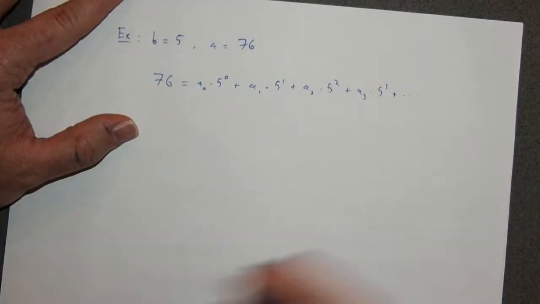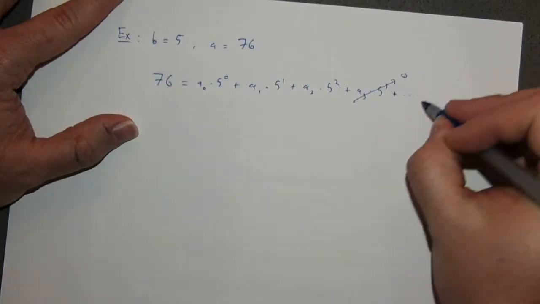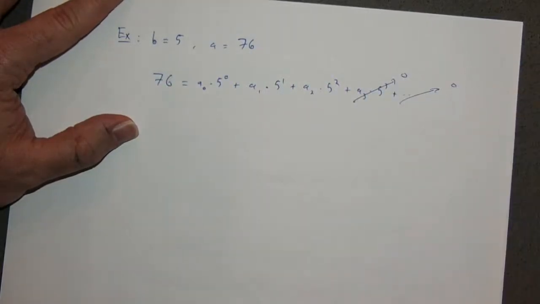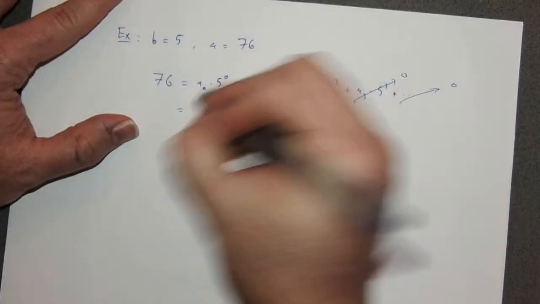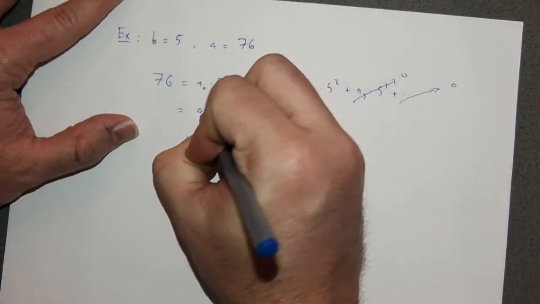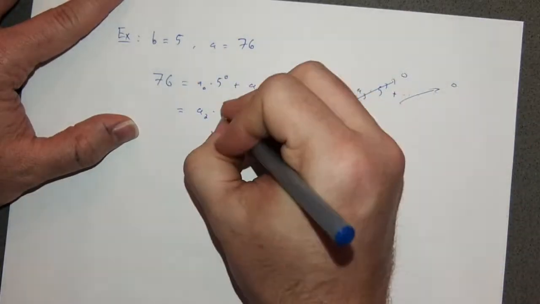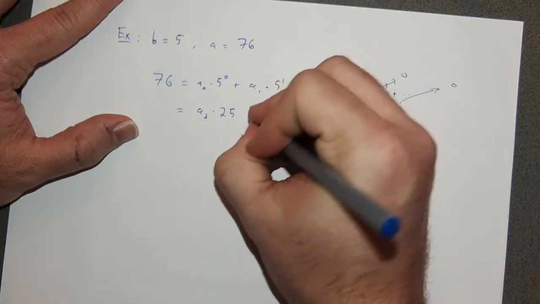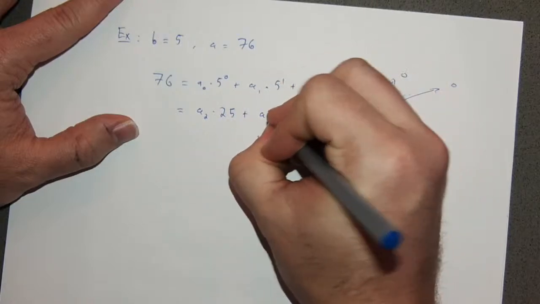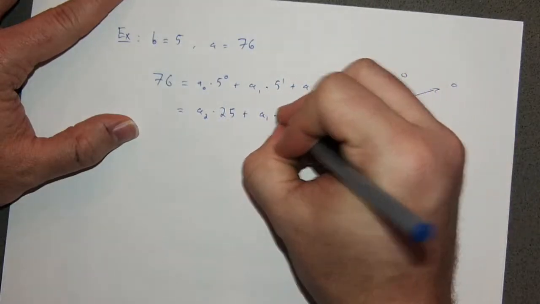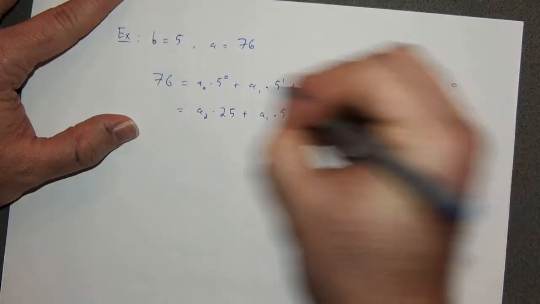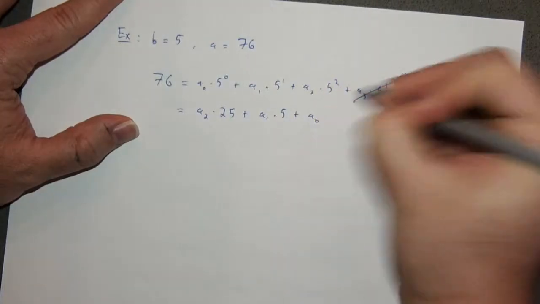That's already bigger than 76, so that has to be 0, and all the rest of these have to be 0, so really this is only going to have 3 digits, right? And so, rewriting this, this would be a sub 2 times 5 squared, that's 25, plus a sub 1 times 5, plus a sub 0.